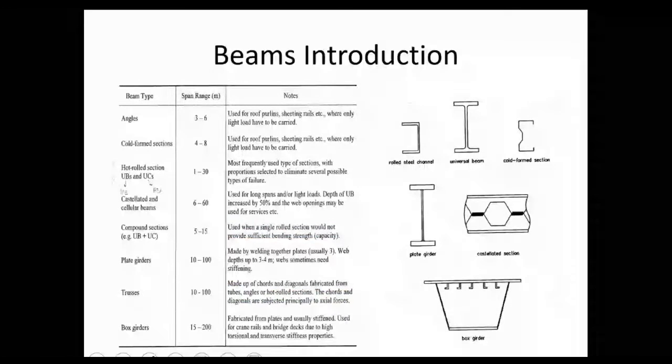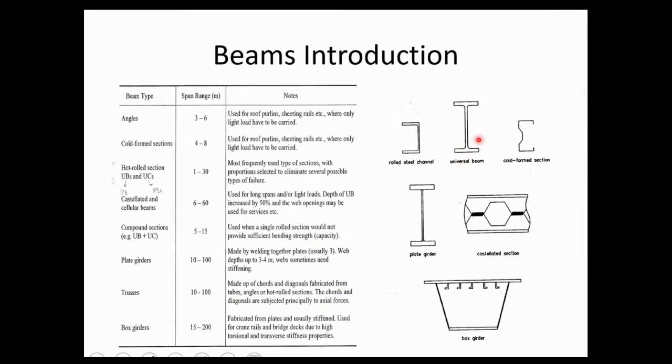There are lots of different types of beams that we can use. We're going to mainly concentrate on the universal beams here. Later on in this series of lectures, we're going to look at the plate girder. A standard beam uses a rolled section, universal beam or universal column. A universal beam can span up to around 30 meters, whereas plate girders could span from 10 to 100 meters. The plate girder is made up by welding different plates together: one plate for the web, a plate for the top flange, and a plate for the bottom flange.